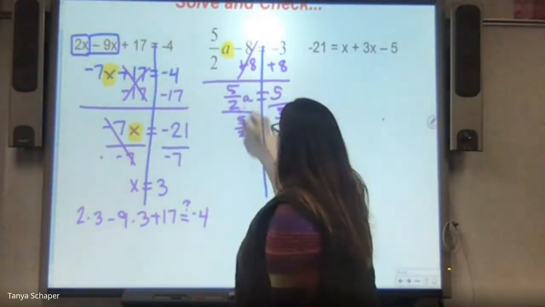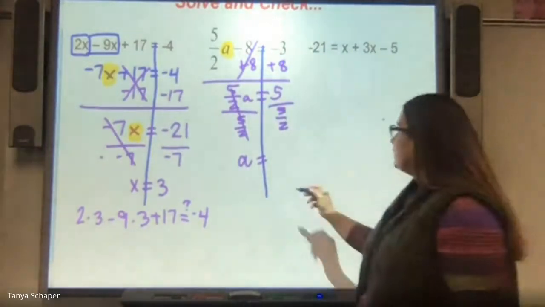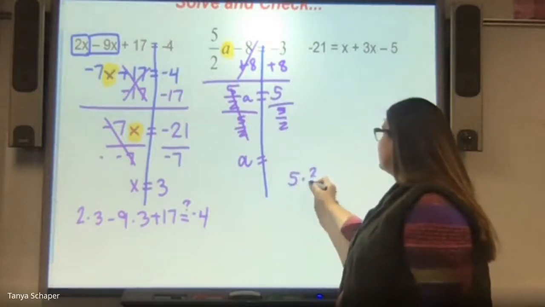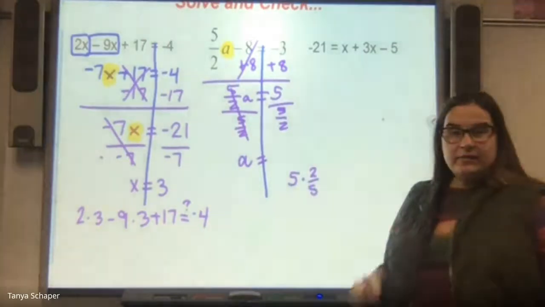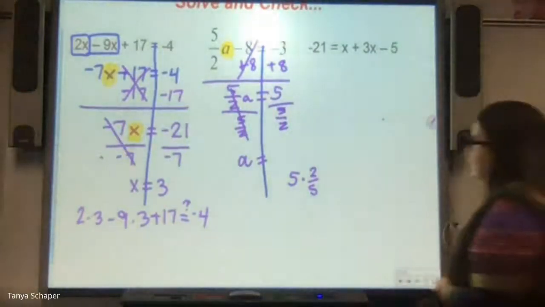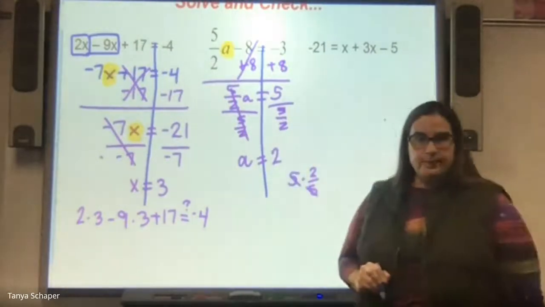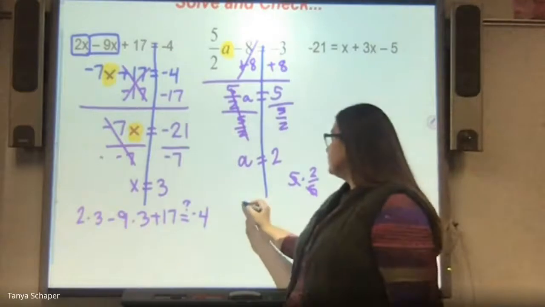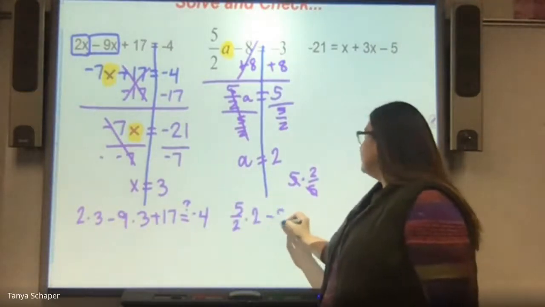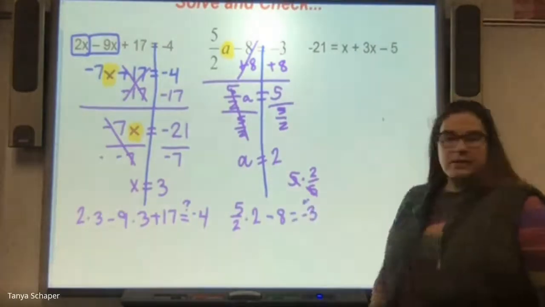This is where knowing how to use your calculator and put in fractions is helpful. If you don't, you can also do 5 times 2 fifths, because dividing fractions is easy as pie. Flip the second and multiply, right? You learned that in 6th grade. So these cancel out, so a equals 2. Then I can go ahead and check my answer too. 5 halves times 2 minus 8 is negative 3. And when I type that in, that all checks out.